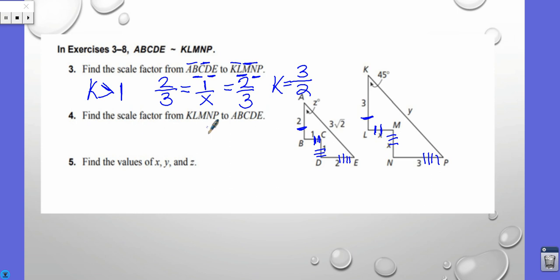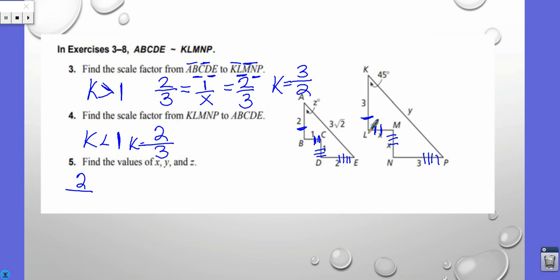Now it said find the scale factor from K to A, B, C, D, E. So we went from big to small, so we know K should be less than 1. So here, that means we need to put the small side on first. If this side matches this side, the small side goes on the top, and the big number goes at the bottom. So that means K here equals 2/3. Now this tells you to find the values of X, Y, and Z. Well, I already have a proportion set up to find X, because I said 2 over 3 should equal 1 over X. So that's the one that X is in.